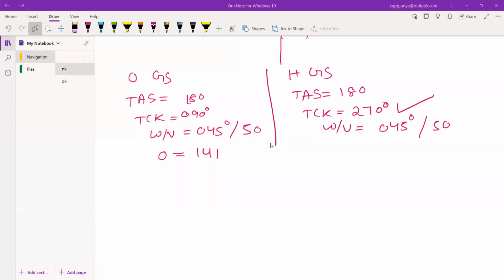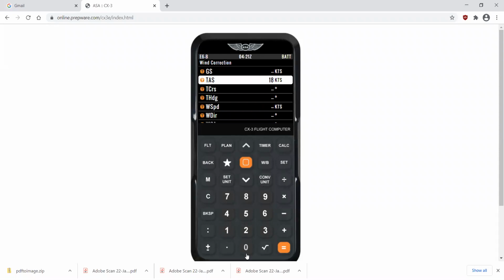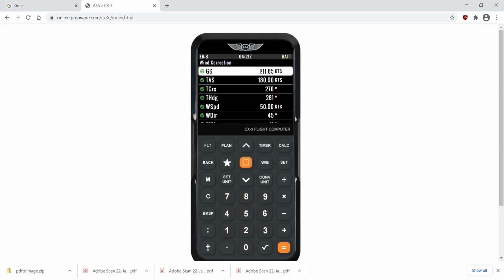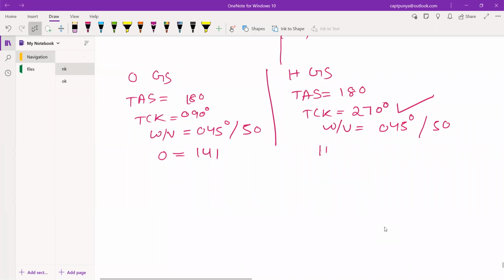Okay, here we go. So the TAS will remain the same, still we enter 180. The course has changed, the course would be 270, and now our wind speed remains the same, which is 50 knots, and this is 45, that will also remain the same. So now everything turns green and we can see it is 211. I am going to highlight it for you, 211 knots. So rounding off, we can take it as 212. Okay, let me just go back to my screen. Here it is. All right. So I rounded it off and took 212.